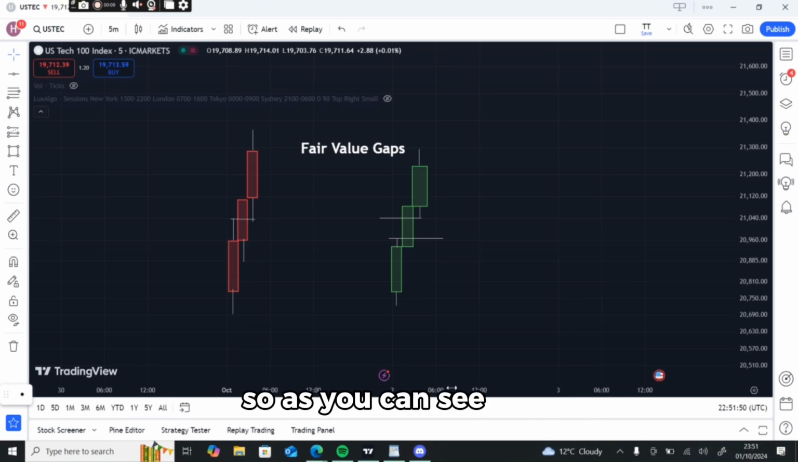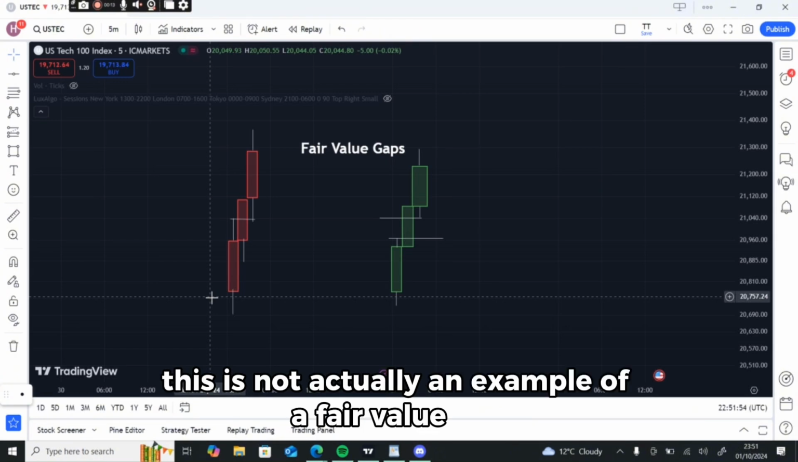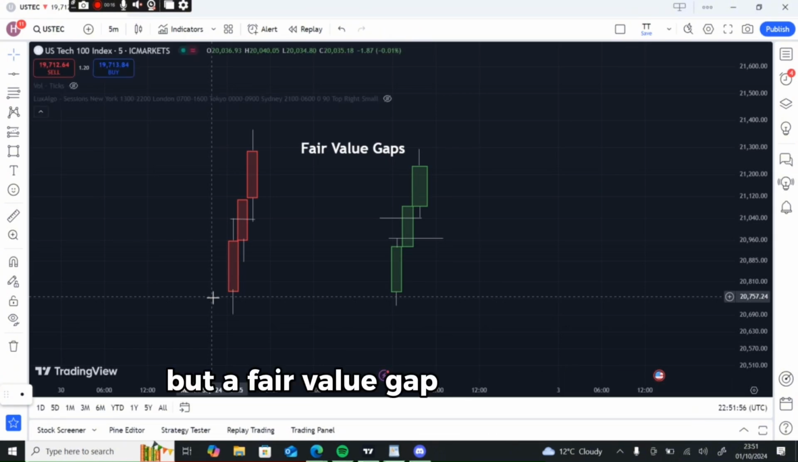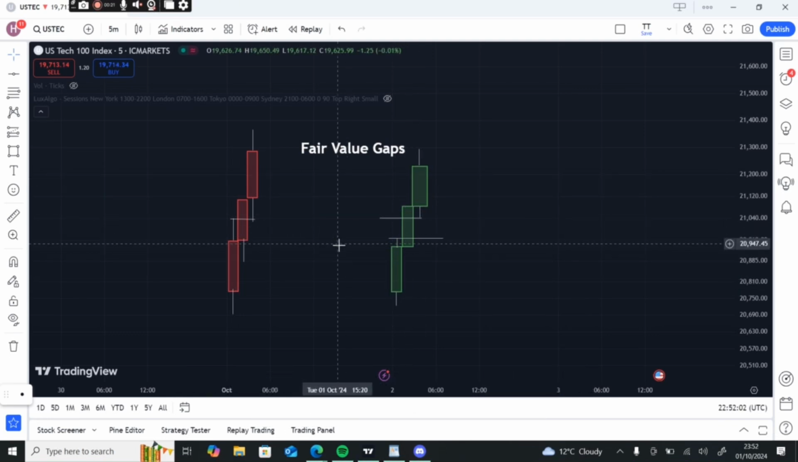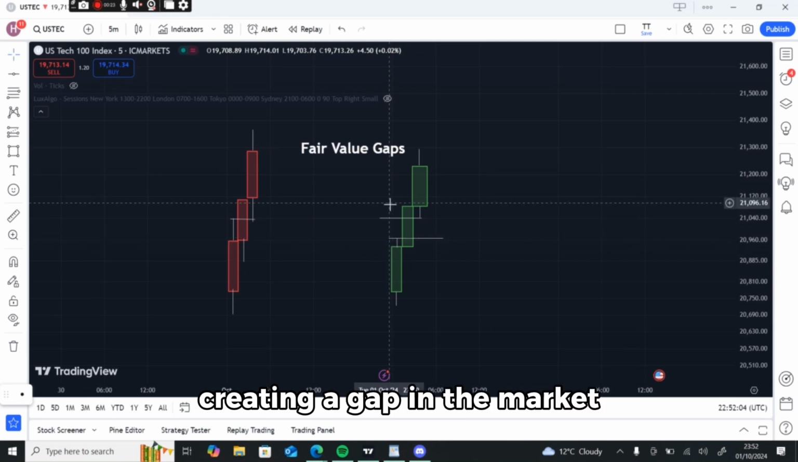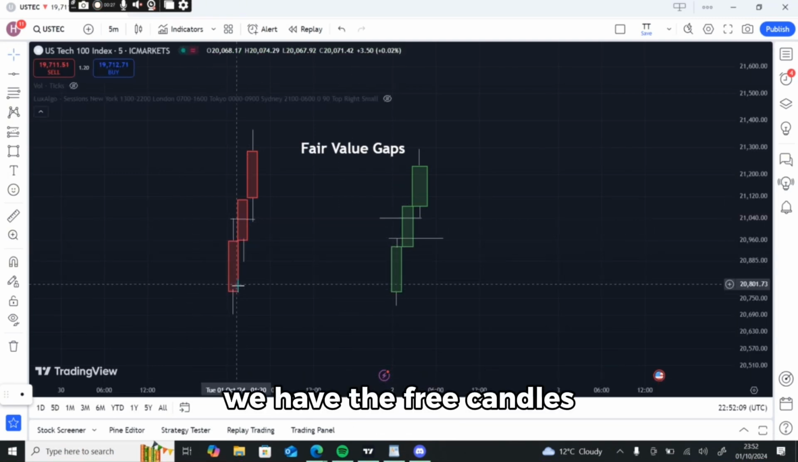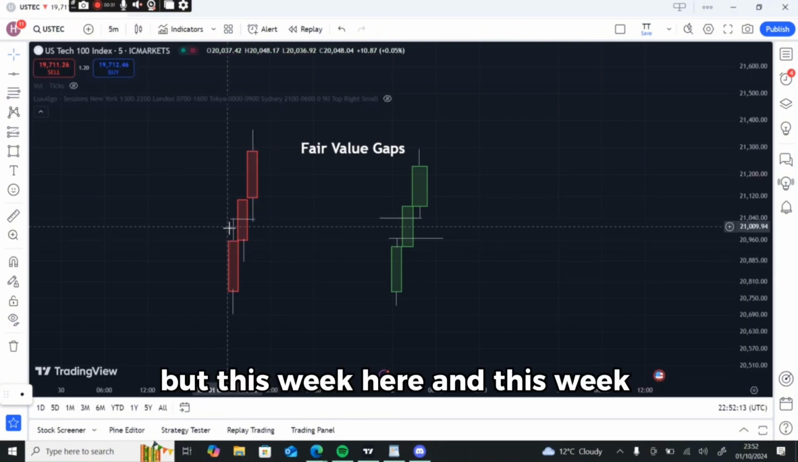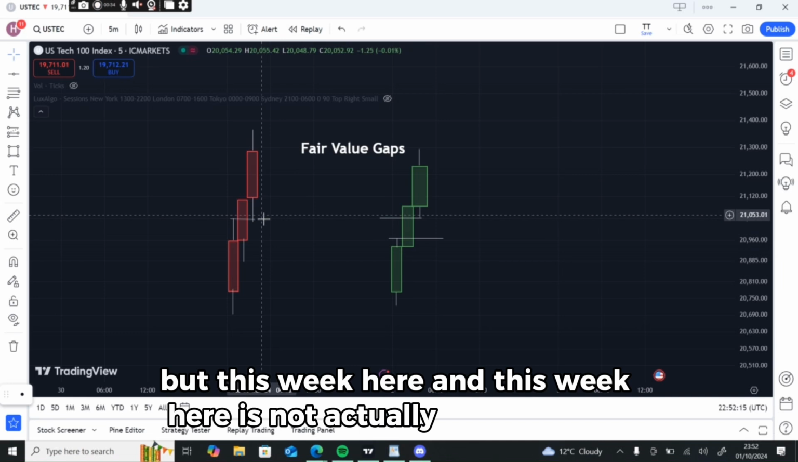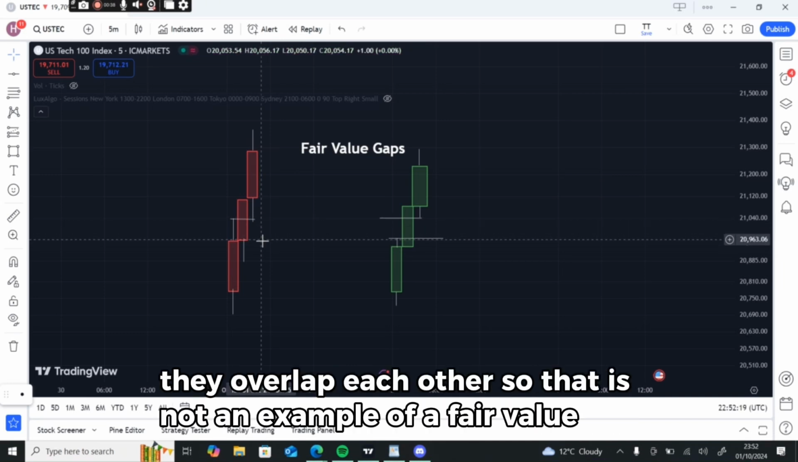So as you can see here, this is not actually an example of a fair value gap, but a fair value gap basically is 3 consecutive candles moving with the trend, creating a gap in the market. On this example, we have the 3 candles, but this wick here and this wick here is not actually leaving a gap. They overlap each other. So that is not an example of a fair value gap.